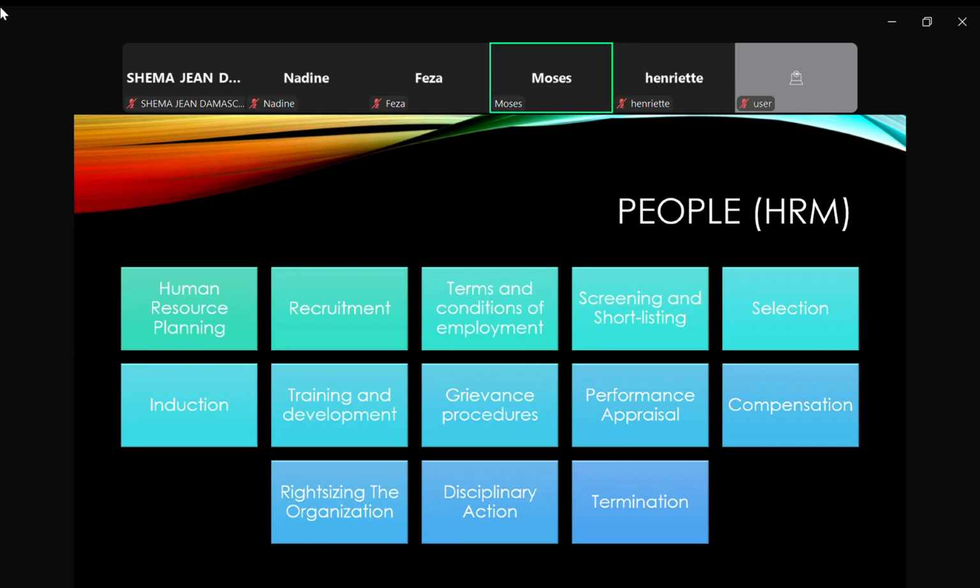And rightsizing the organization is mainly about the right people, the right number of people. Disciplinary action is disciplining people, of course, and termination, which is usually the last thing you want to do in an organization, but which inevitably happens for different reasons.